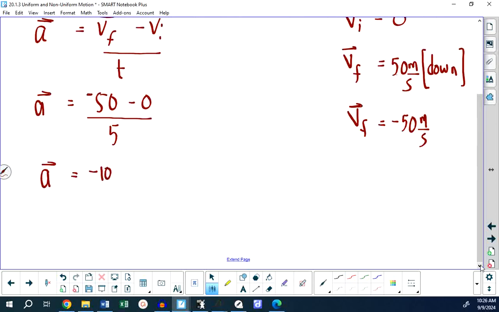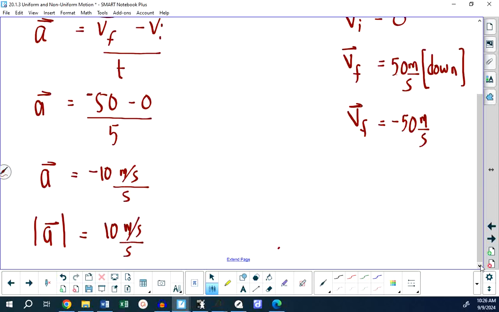And the units of this are going to be meters per second, because the top of this fraction was a speed or a velocity in meters per second. The bottom was a time in seconds. Now, if I said, well, what is the magnitude of the acceleration? It would be just 10 meters per second.